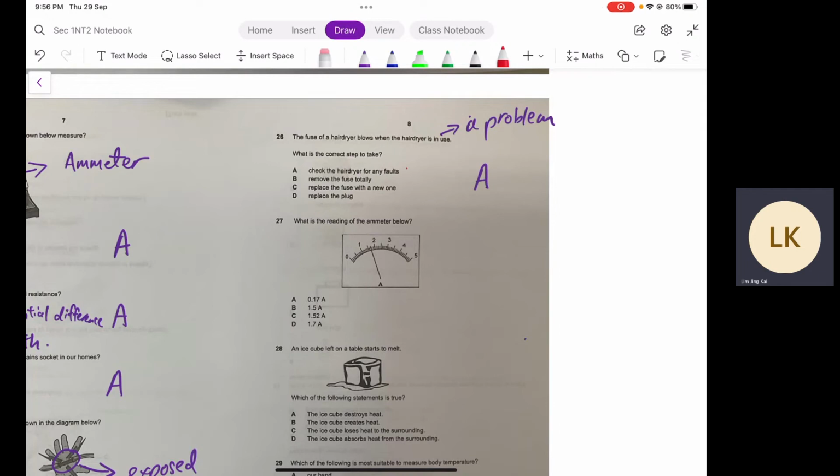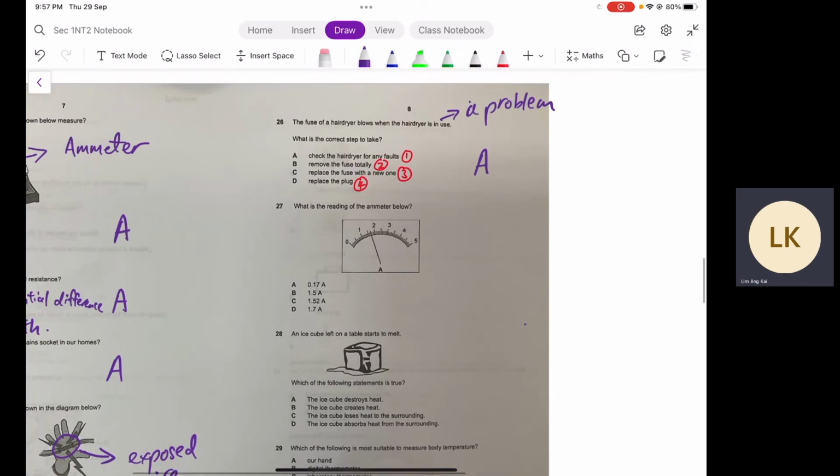You have to check the faults first. If there is a fault, you have to fix it. For example, the switch is spoiled, or a wire inside dropped out and touches another part that it is not supposed to. You fix that problem first. After you fix the problem, then you remove the fuse and replace it with a new one. After you replace it with a new one, and it works, then fine, everything is fixed. But if it's still not working, then maybe you have to replace the plug. So these are the steps to take when you need to check for a problem on an electrical device.